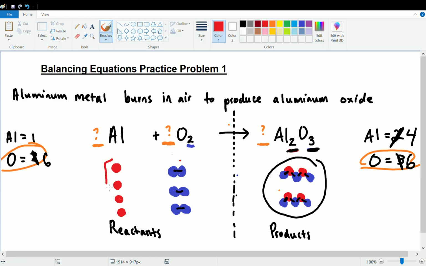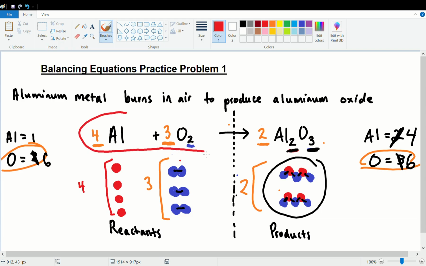And to show that I have 4 in total, I'm going to come up to this orange area and change the coefficient to 4. And here, to show that I have 3 of these in total, I'm going to put a 3. And over here, to show that I have 2 of these molecules in total, I'm going to put a 2. And so now what I can see is this equation is balanced because I have the same number of atoms on the left as the right.